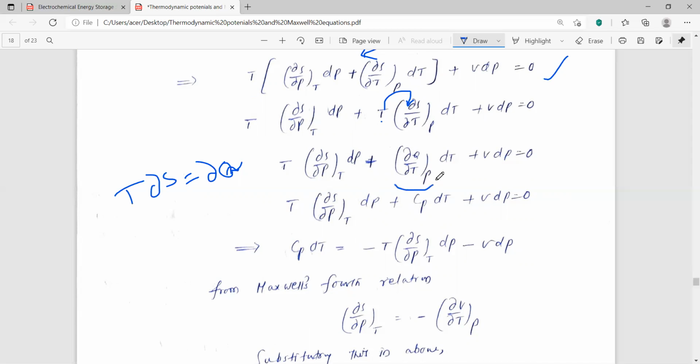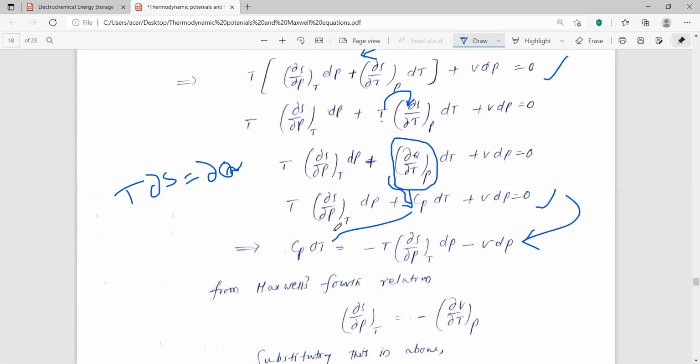Now you know what is the value of this, what this value gives us. Dou Q by dou T at P gives us Cp. So instead of this value, I can write Cp. So T into dou S by dou P at T into dP plus Cp dT plus VdP equal to 0. Now I can take these two values into the right hand side.